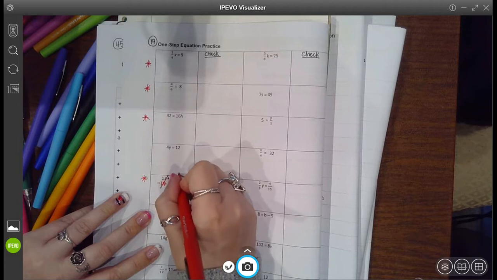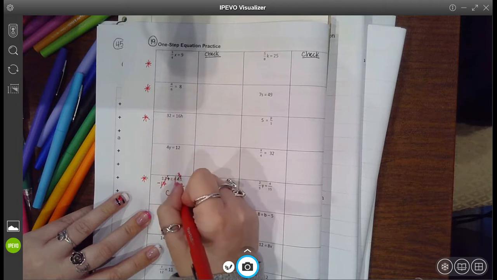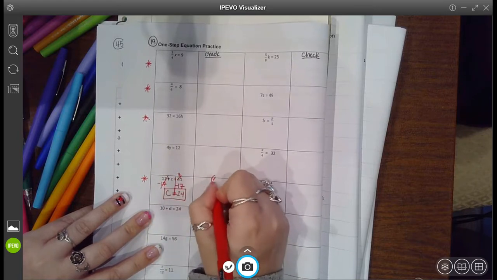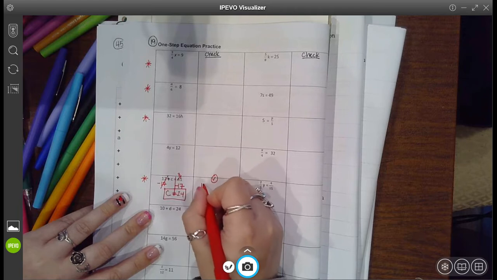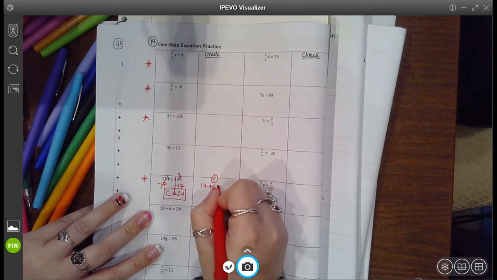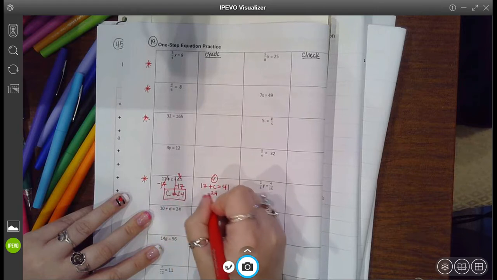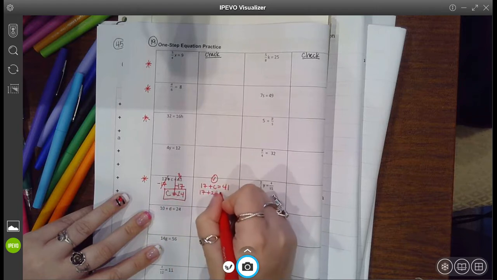I need to borrow. 11 minus 7 is 4, and 3 minus 1 is 2. So I think C is 24. We always want to check to make sure that that's right. So 17 plus C equals 41. Replace your variable with what you think the answer is, and then double check.